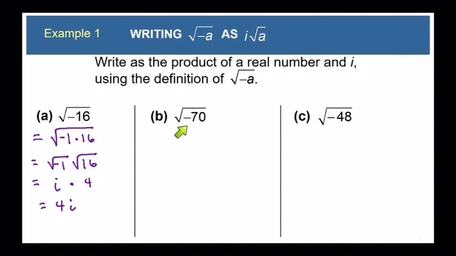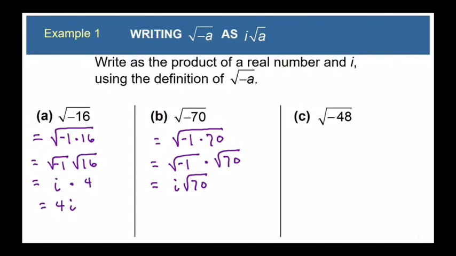With the square root of -70, we split the -70 into -1 times 70, then make two radicals, and the square root of -1 is i, and the square root of 70 will not reduce, so the 70 just stays under the radical.